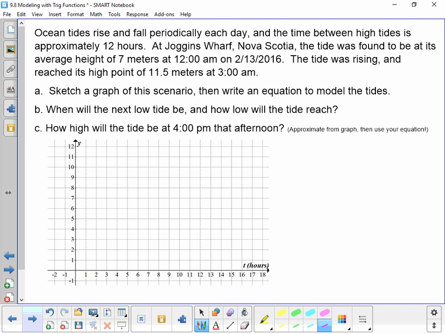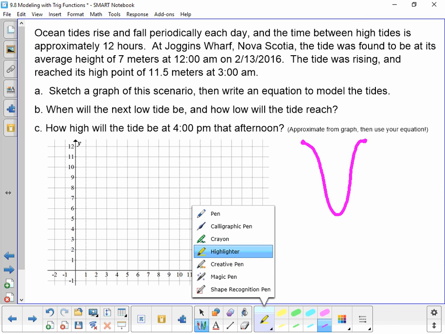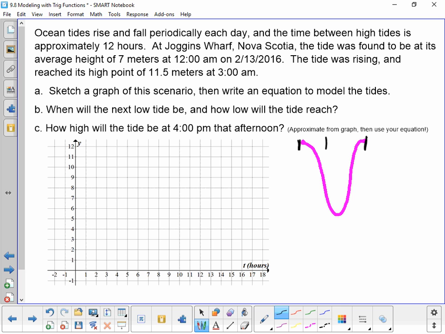Okay, next one. We're going to look at 3 of these scenarios. The ocean tides rise and fall periodically each day, and the time between high tides is approximately 12 hours. So if we're thinking about the height of the water, it's up high, then it lowers, and then it rises again. It's saying that that time between high tides is 12 hours. So hopefully you recognize that that is telling you that the period is 12.